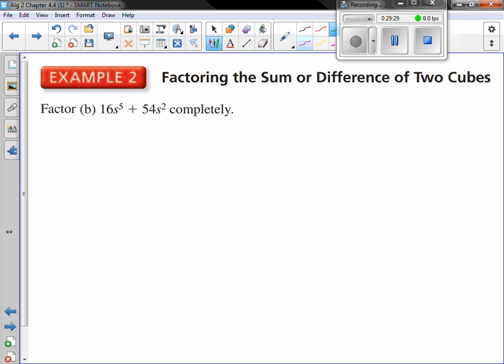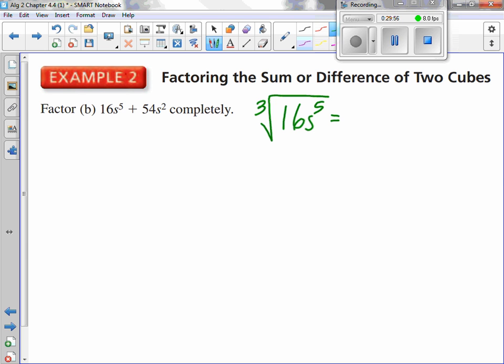Let's do this one here. This one will be the last one we do today. We may or may not finish it, but we'll start this one here. Can I take the cubed root of 16s to the 5th? What is the cubed root of 16? What times itself 3 times is 16? So 2 times 2 is 4, times 2 is 8. Well, that didn't quite work, did it? 3 times 3 is 9, times 3 is 27. So can I take the cubed root of 16 evenly? No, okay.